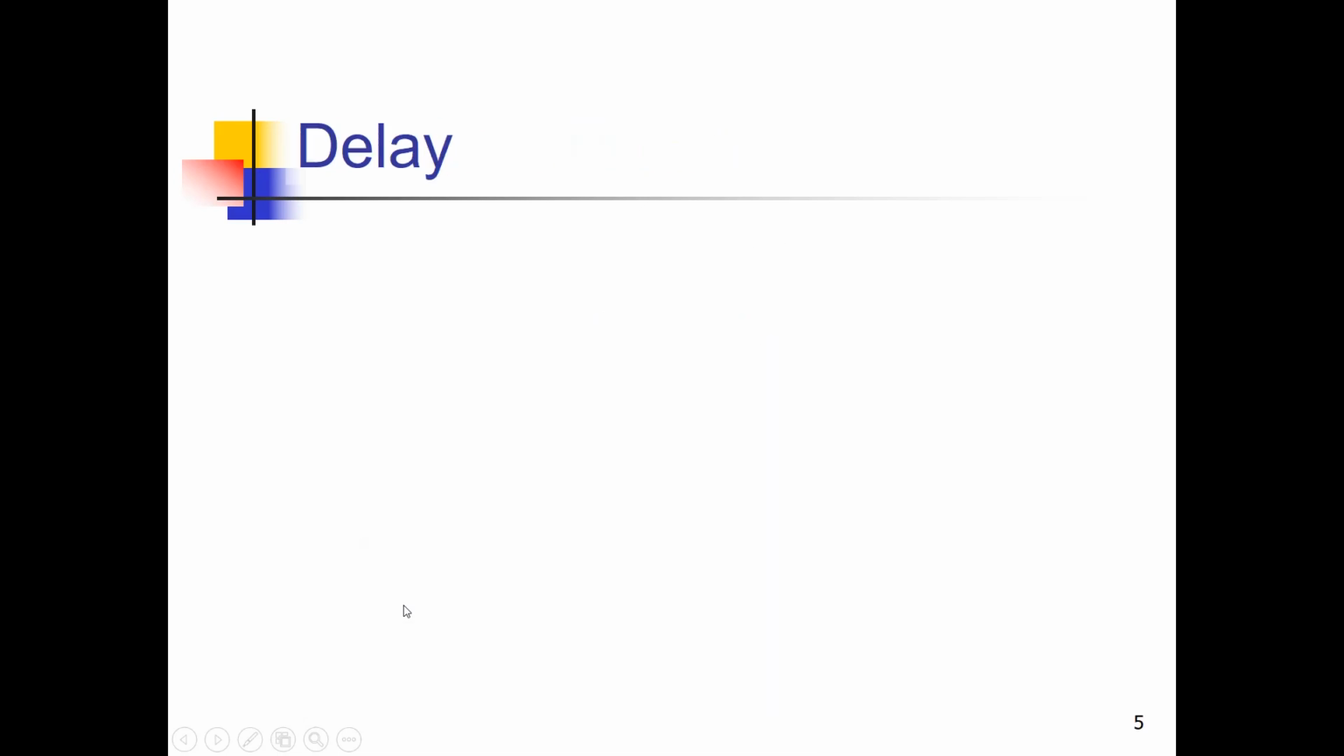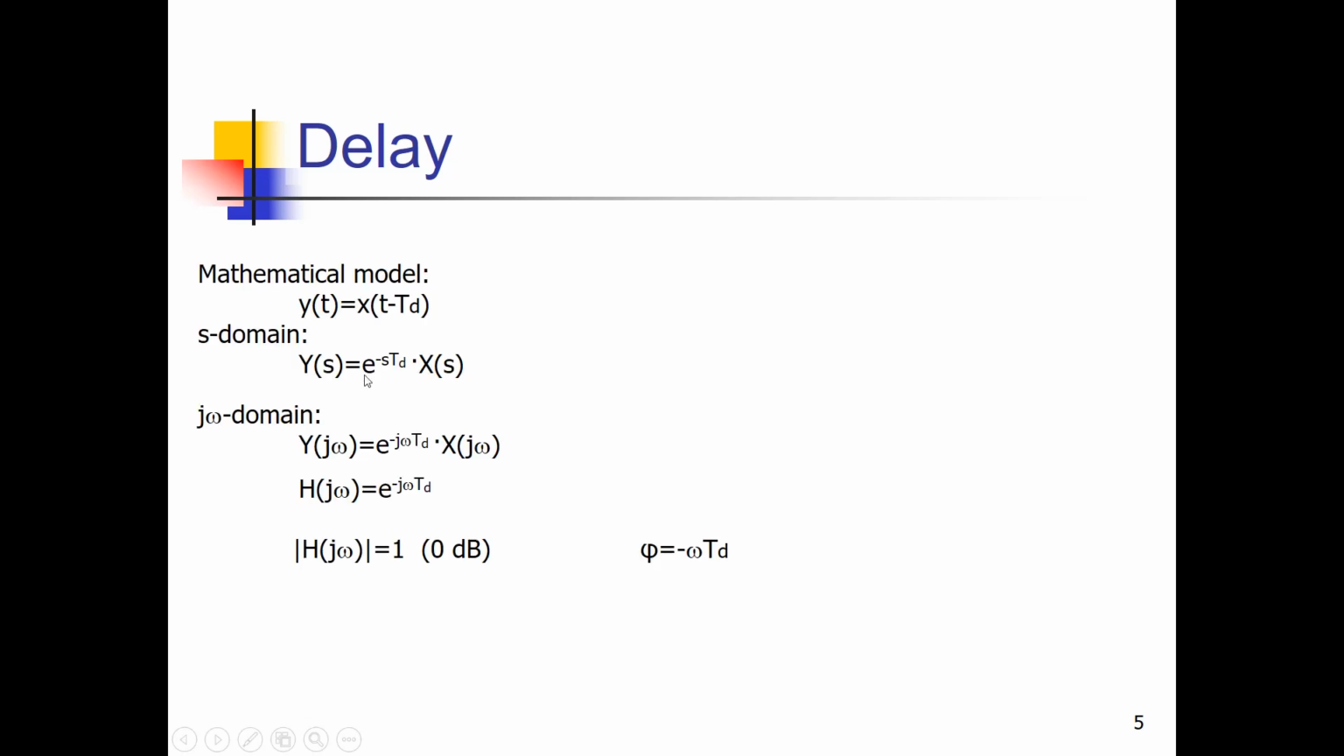Well, now let's look to a more interesting special system like a delay. In a delay, we delay the input signal by a delay time Td, and that can be expressed by this mathematical expression y as a function of t is equal to x as a function of t minus Td, which means that the input signal is shifted a time Td, and Td is my delay time.